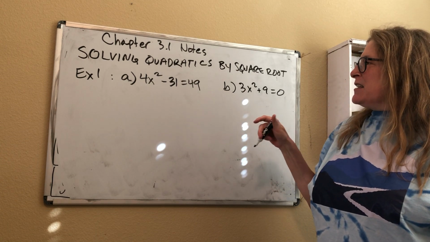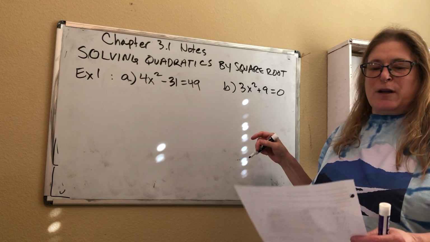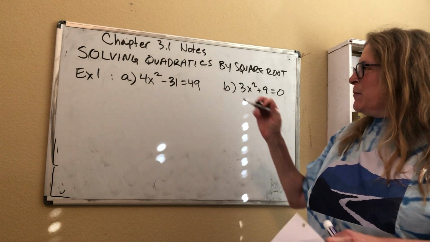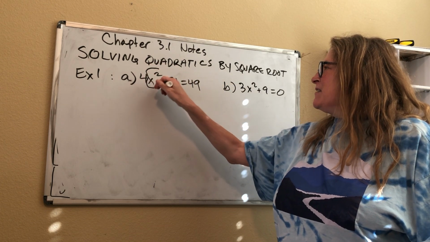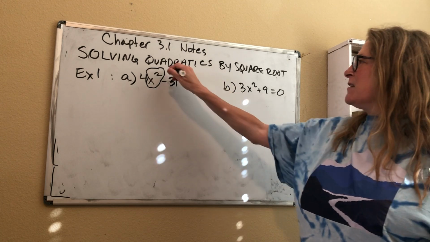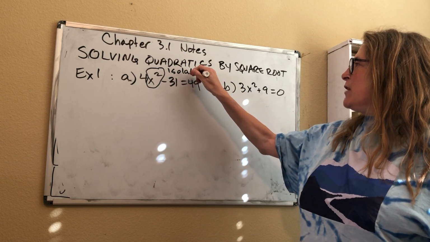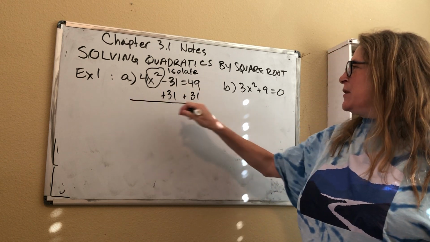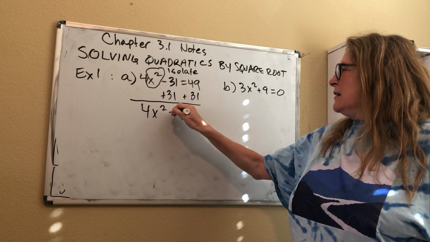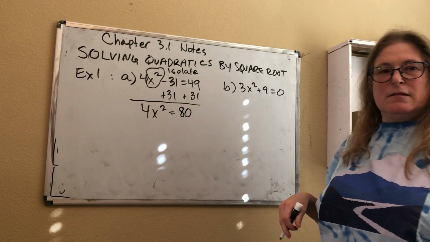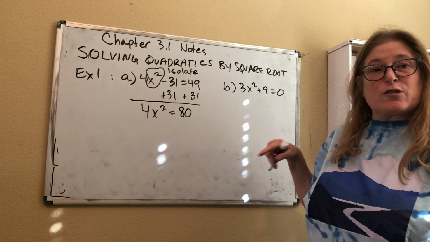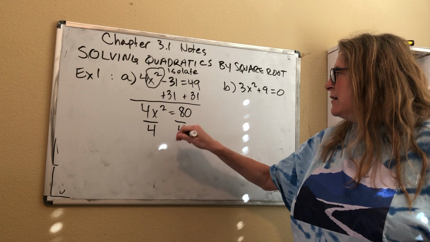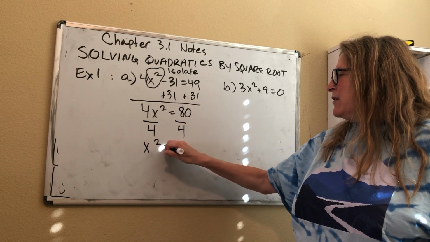So what I want to do, guys, is I want to isolate the squared term. Now notice that all the instructions are on your notes, but I don't have room on the small board to write it. But what I'm going to do is I'm going to isolate this x squared. So I'm going to first add the 31, and I'm going to get 4x squared equals 80. Right? Now it's tempting to say, oh, the x squared is isolated, but it's not because the 4 is there. So I have to divide by the 4, and I get x squared equals 20.